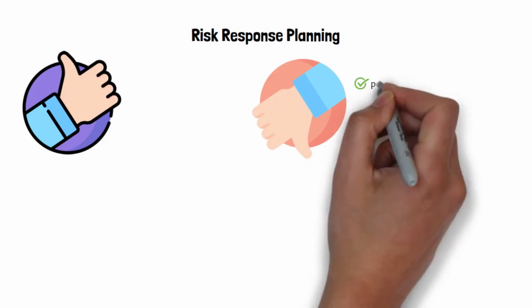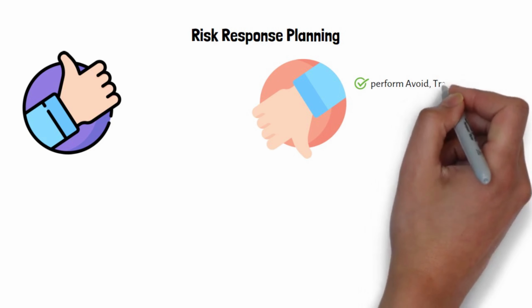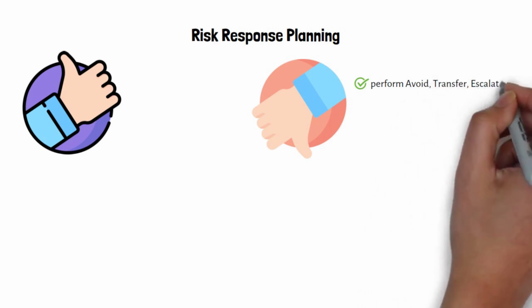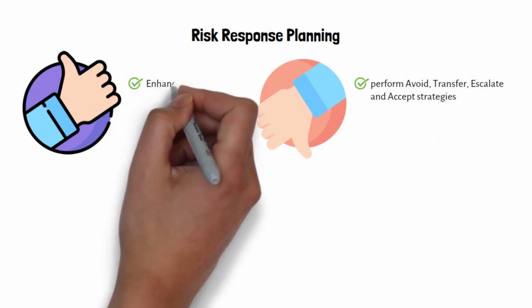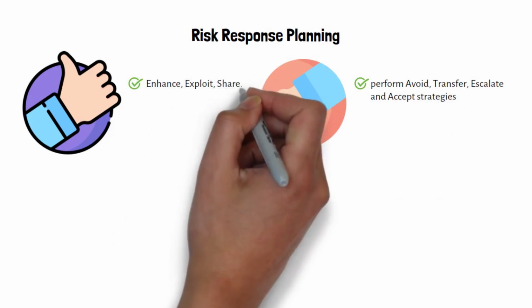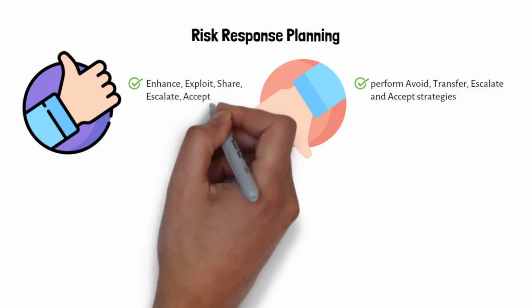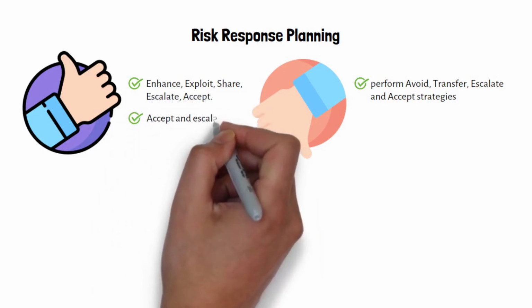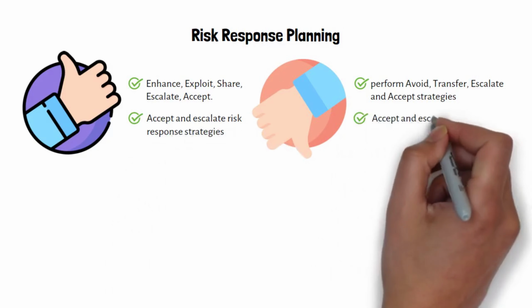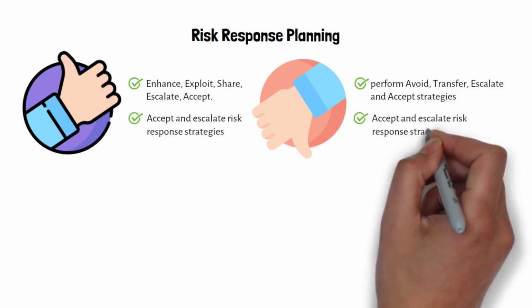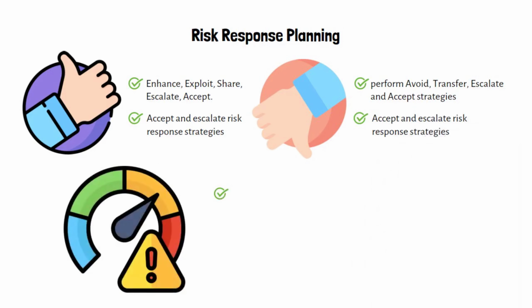In order to deal with negative risks, you need to perform avoid, transfer, escalate, and accept strategies. On the other hand, for the positive risks, strategies are enhance, exploit, share, escalate, accept. Accept and escalate risk response strategies are applicable to both positive and negative risks. Note that the project risks can also be classified as internal and external risks.